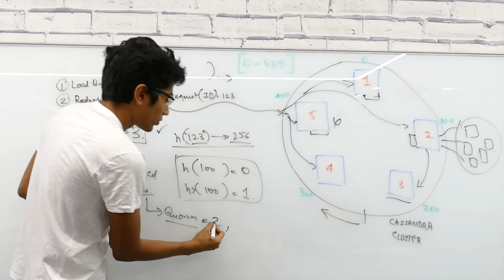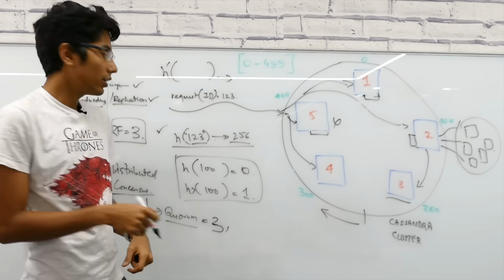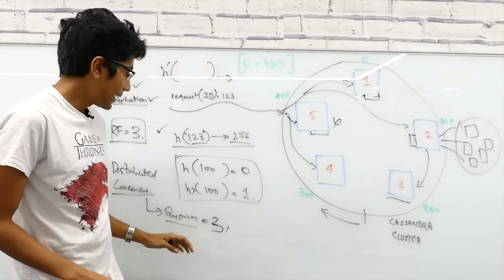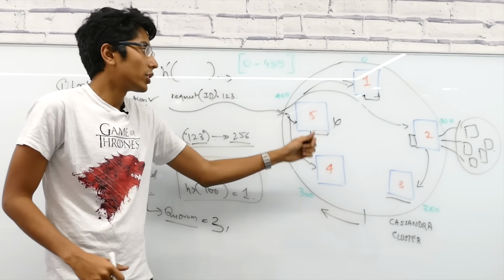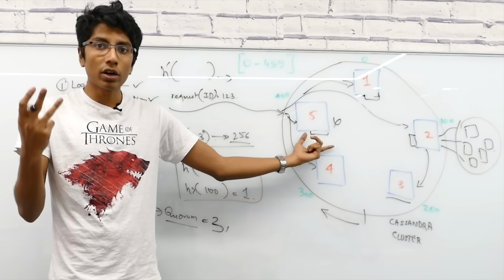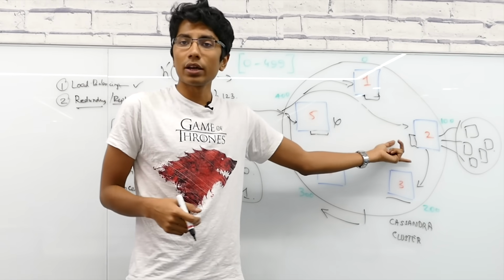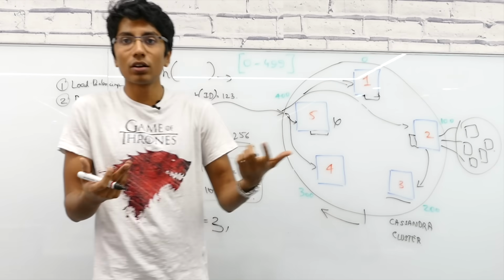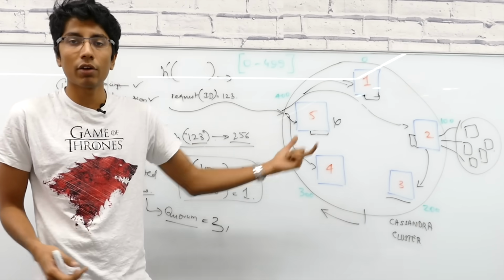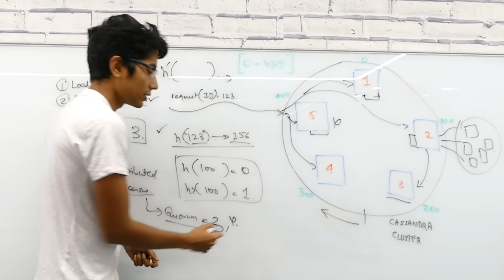What if I make it a quorum of 3? Like 3 nodes have to agree with a replication factor of 3. In this case, this query will fail because 5 has failed. You need 3 nodes to agree on a particular value. 1 and 2 don't agree. 1 and 2 will return a particular value, but 5 is not returning a value, and therefore the query fails.